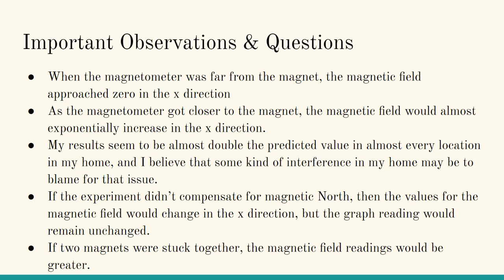If the experiment didn't compensate for magnetic north, the values for magnetic field would change in the x direction, but the graph readings should have mostly been unchanged. And if two magnets were stuck together, the magnetic field reading would be much greater.